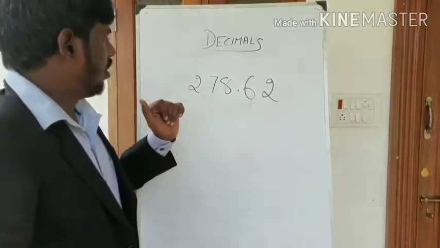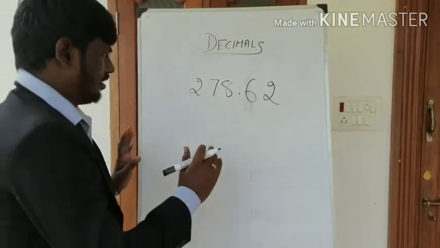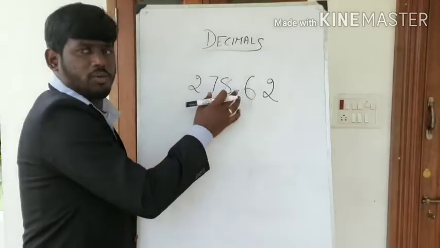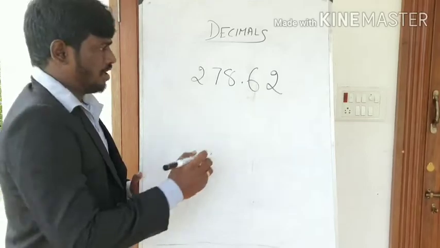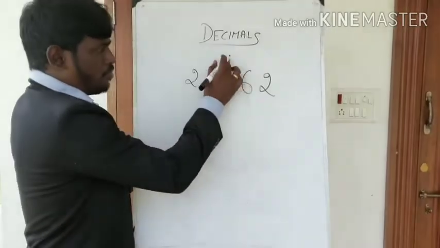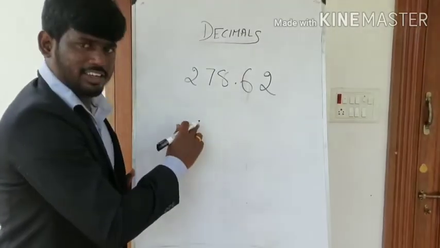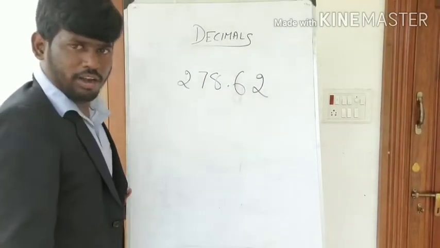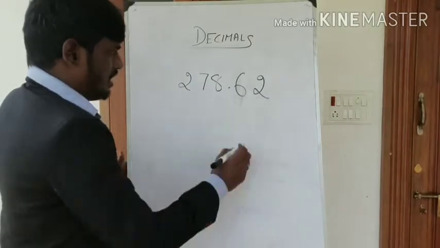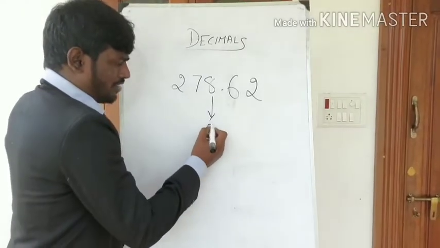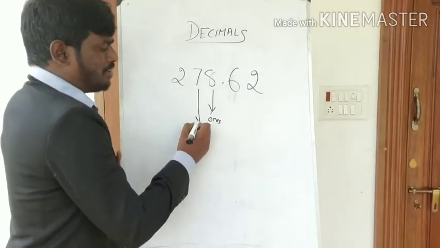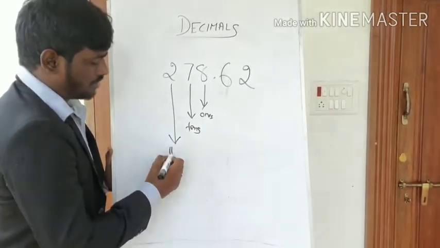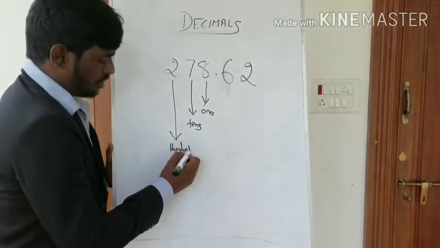Okay. So now I'm going to start this question with 278.62. I have already said the part before the point is called the integral part, and the part after the decimal point is called the decimal part. So now, here, what is it? 8 is ones, 7 is tens, and 2 is hundreds.